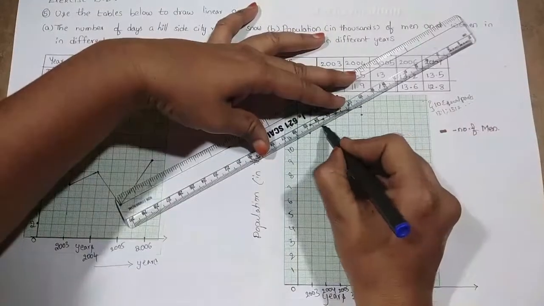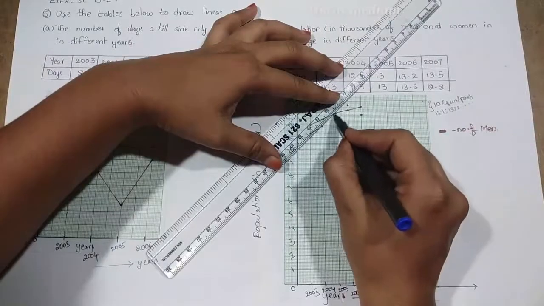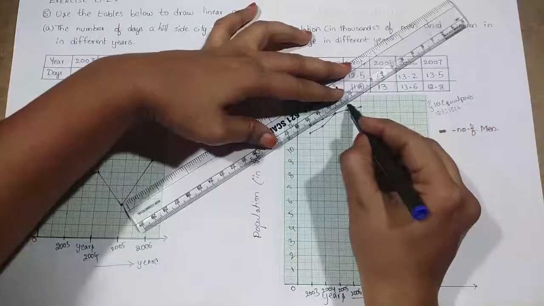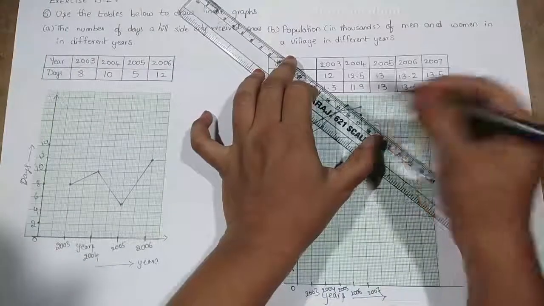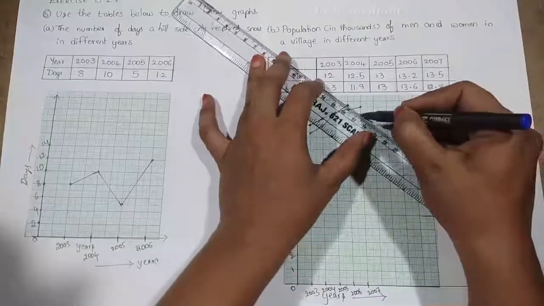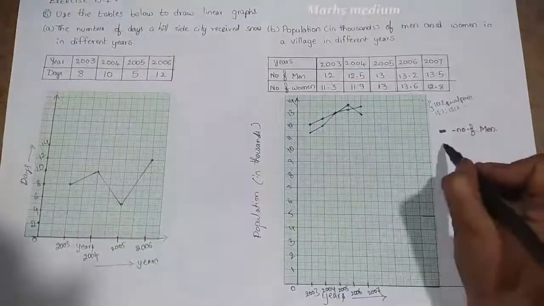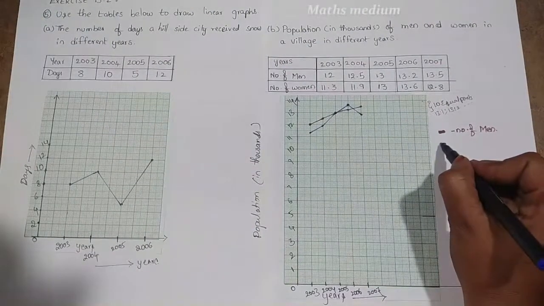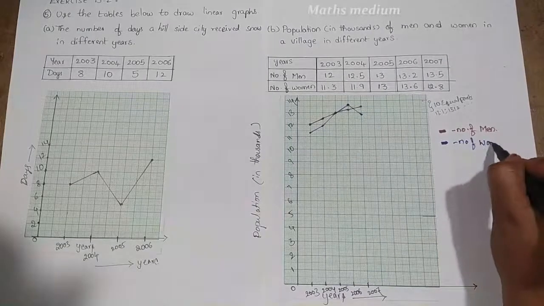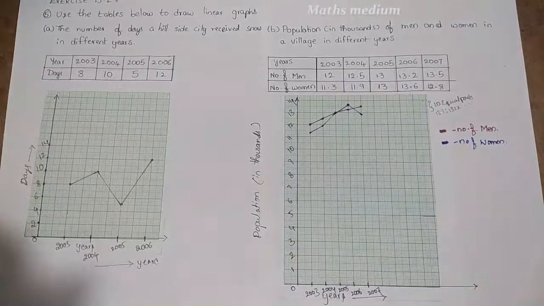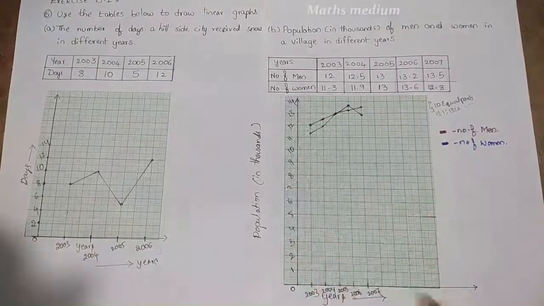Here also from this to this, from this to this. At one point only we got common, that is 13 in 2005 only. See, here I am mentioning that blue is number of women. So this is the way to represent the given data in the form of linear graphs.